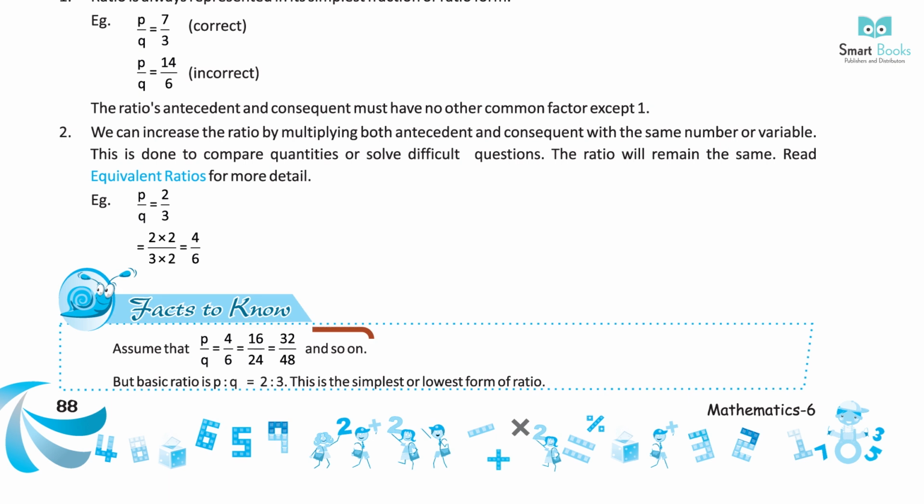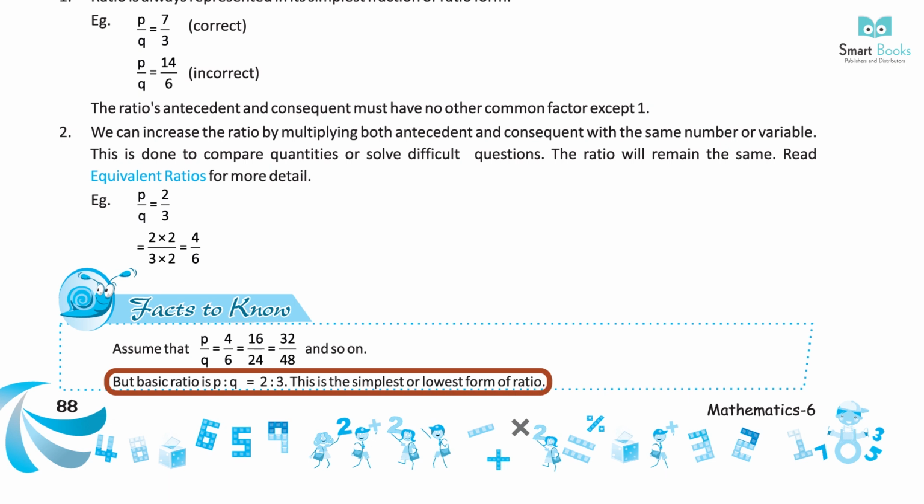Facts to know. Assume that P upon Q equals 4 upon 6, equals 16 upon 24, equals 32 upon 48, and so on. But the basic ratio is P ratio Q equals 2 ratio 3. This is the simplest or lowest form of ratio.